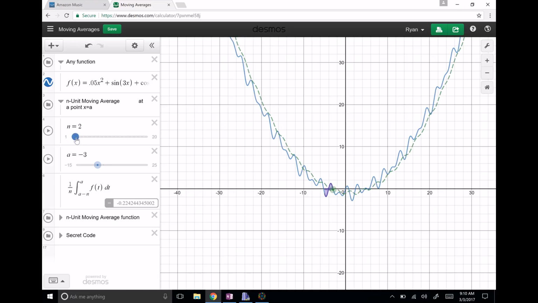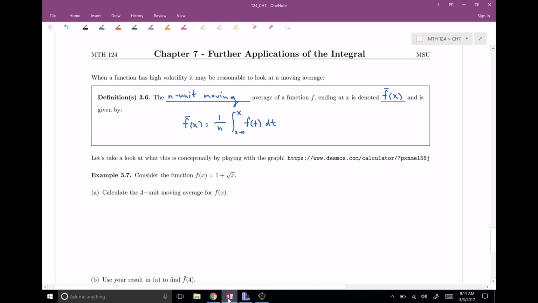And as I increase the number of units, you can see it really starts to take on this parabola-looking form. There's very little variation, right? And you really get to see what the underlying structure of this graph is. So you can start to determine patterns and things like this. So this is what the moving average really looks like. This is what the moving average is doing. And so we would like to use this idea and actually be able to calculate a few of these. So that's going to be our final task. Let's go back and try it out.